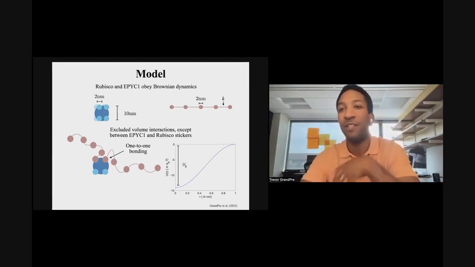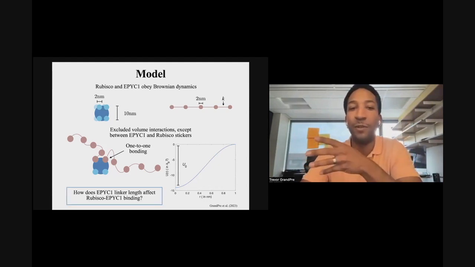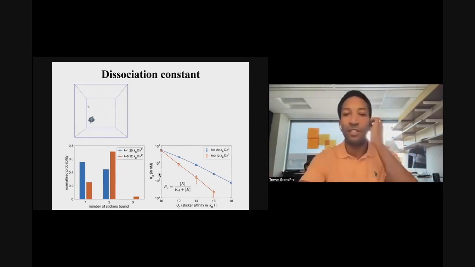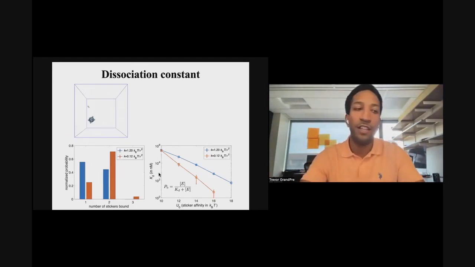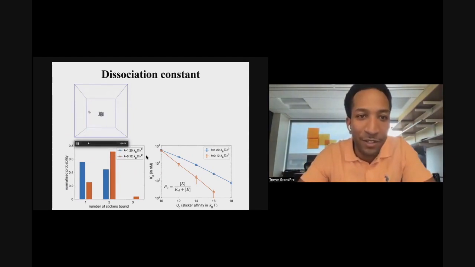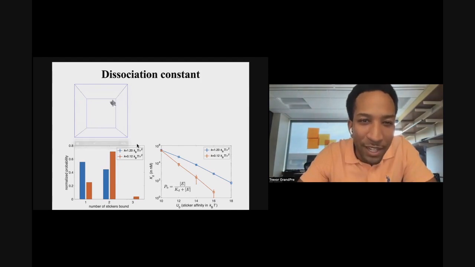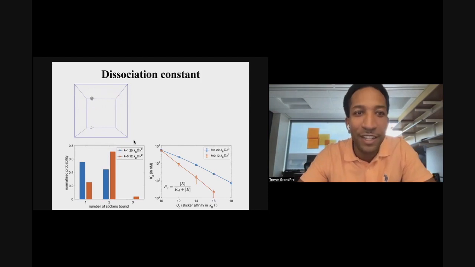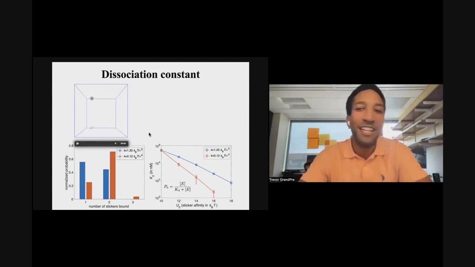And because in experiments this is not something that can be experimentally tuned, we wanted to understand how these 2 components affect Rubisco-EPYC1 binding through the dissociation constant, because that's one thing that can be measured experimentally. And so here's a little simulation showing one EPYC1 and one Rubisco, and you'll see that a binding event will happen now, and then it'll eventually fall off sometime. Anyway, okay, you don't see it fall off, but I promise you it falls off.